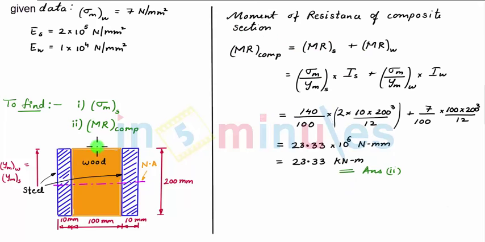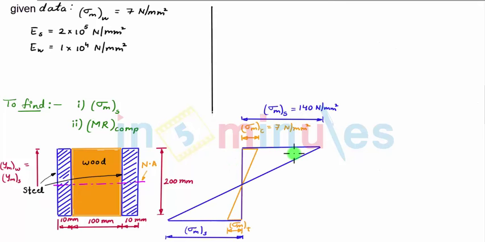Optionally, we can also plot the variation of bending stresses for this composite section, which will look as shown in the figure. We see that at the extreme top layer above the neutral axis, where the section is subjected to compression, the maximum bending stress under compression in the wood is 7 Newton per mm square, whereas at the same level, the maximum compressive stress in steel is 140 Newton per mm square. Since our section is totally symmetrical about the centroidal axis, the corresponding stresses in wood and steel under tension will be of the same magnitudes as given in the compression. So with this, our problem is solved.